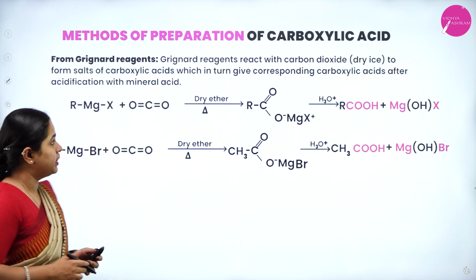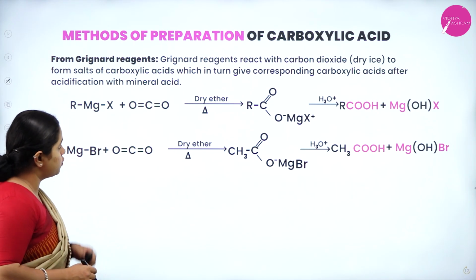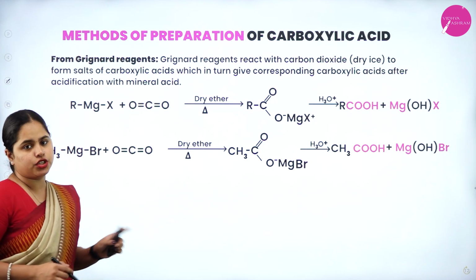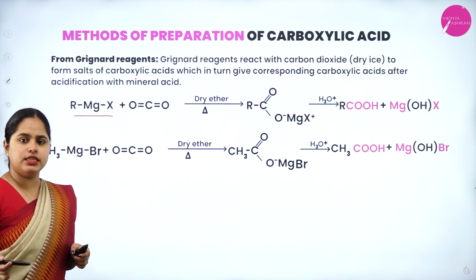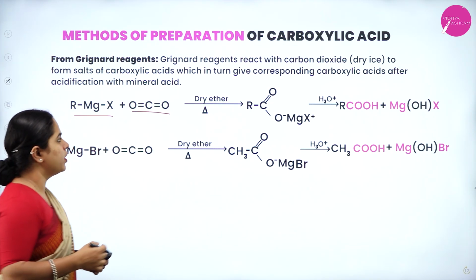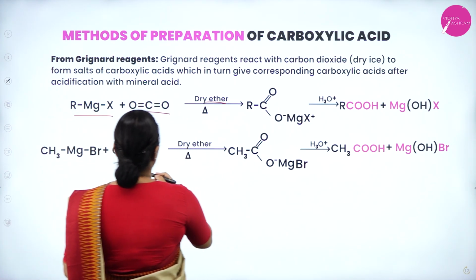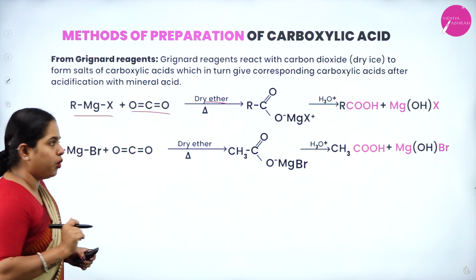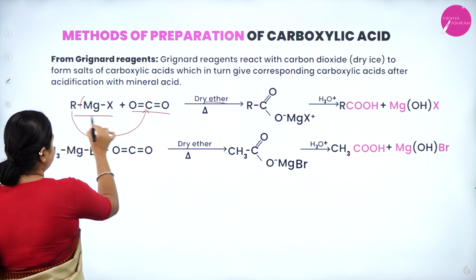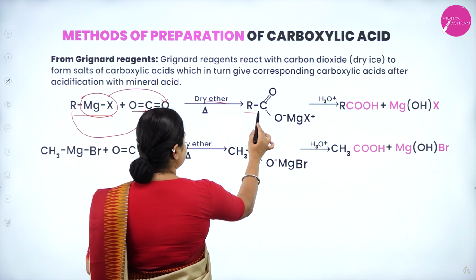Now moving on to the next method, from Grignard reagent. Grignard reagent reacts with carbon dioxide to form salts of carboxylic acid, which in turn give the corresponding carboxylic acid after acidification with mineral acid. So you have RMgX, the Grignard reagent, which reacts with dry ice, CO2, carbon dioxide, in the presence of dry ether. What is going to happen? You are going to get, see, RCO is already present. The alkyl part is going to get attached to the carbon and the MgX part is going to get attached to the oxygen. So what is happening here? You have the RCO.